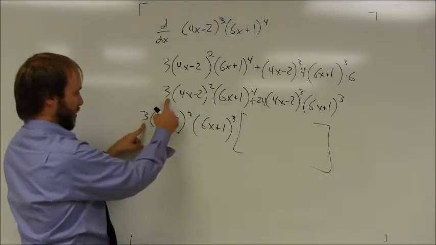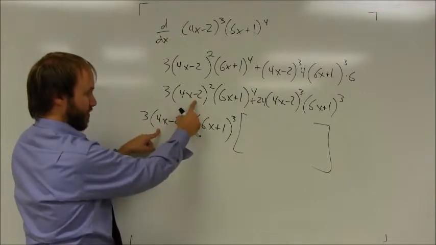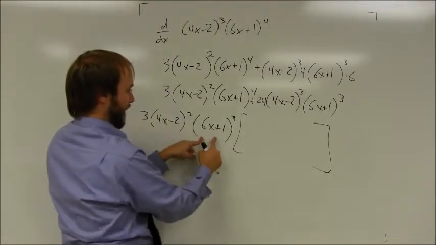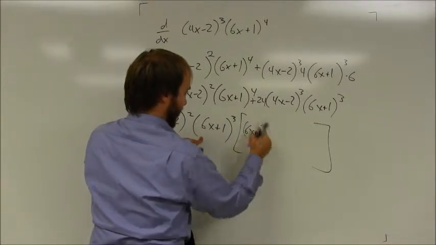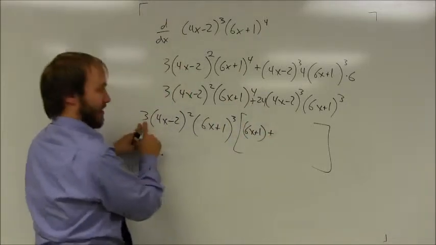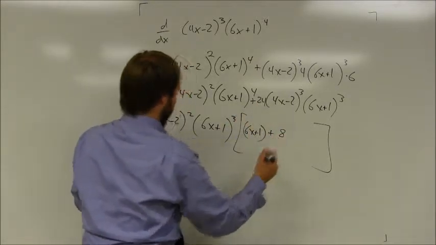So I divided out a 3, that's gone. I divided out 2 of these, those are gone. I divided out 3 of these, I'm going to be left with 1 6x plus 1. Okay, then I have my plus. I divided 3 out of 24, leaves me with 8.